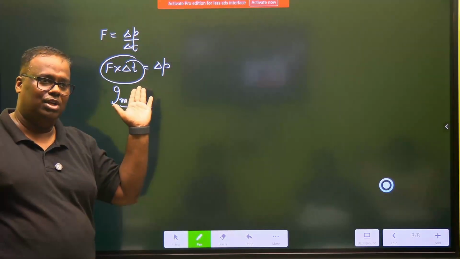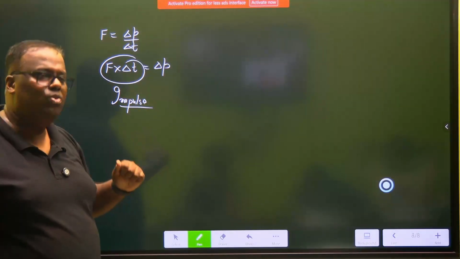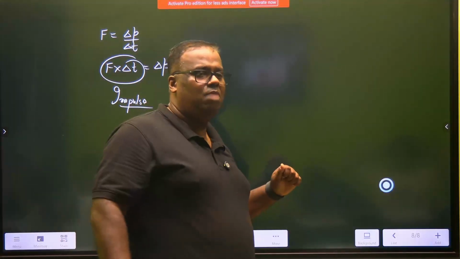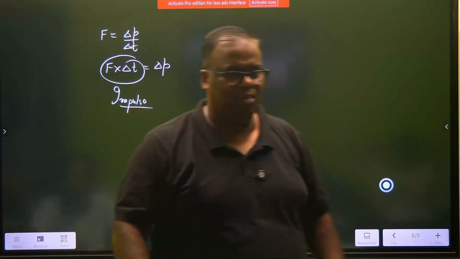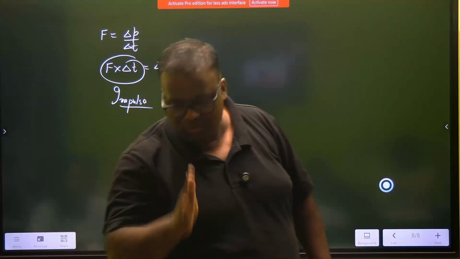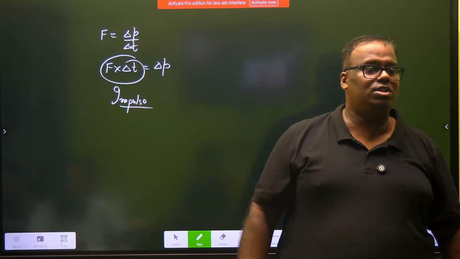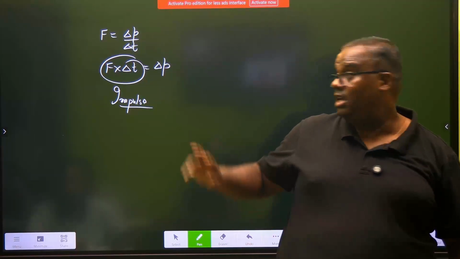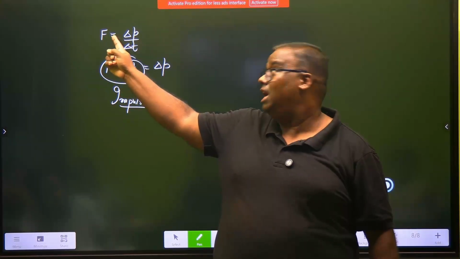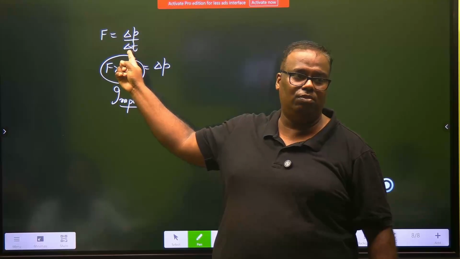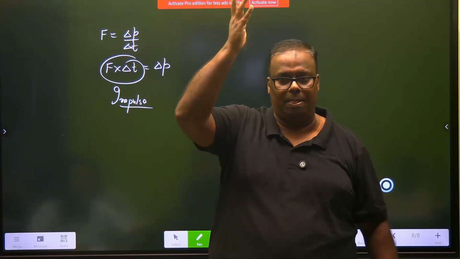Have you understood? Now, just imagine how a karate player is able to break so many tiles in one shot. If you ask him to break it slowly, he will not be able to break it. But how does he break it? He is actually applying a lot of force, right? And he is applying it in a very short interval of time. So the change in momentum goes up very high.